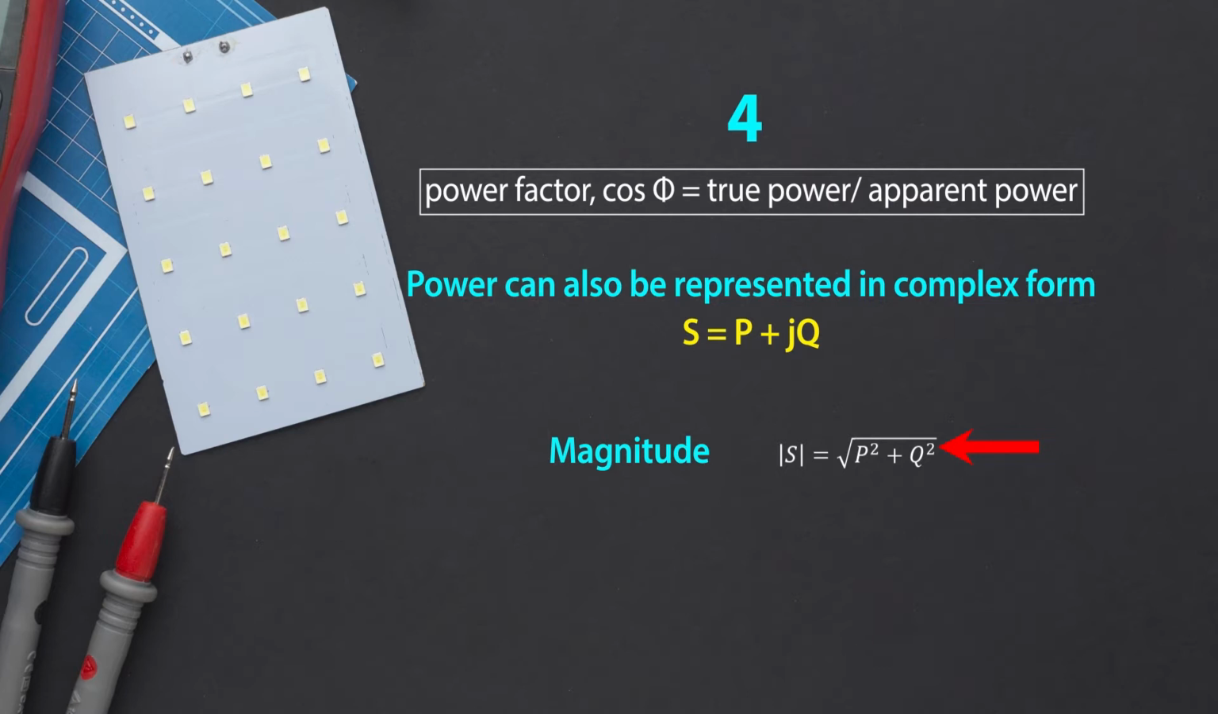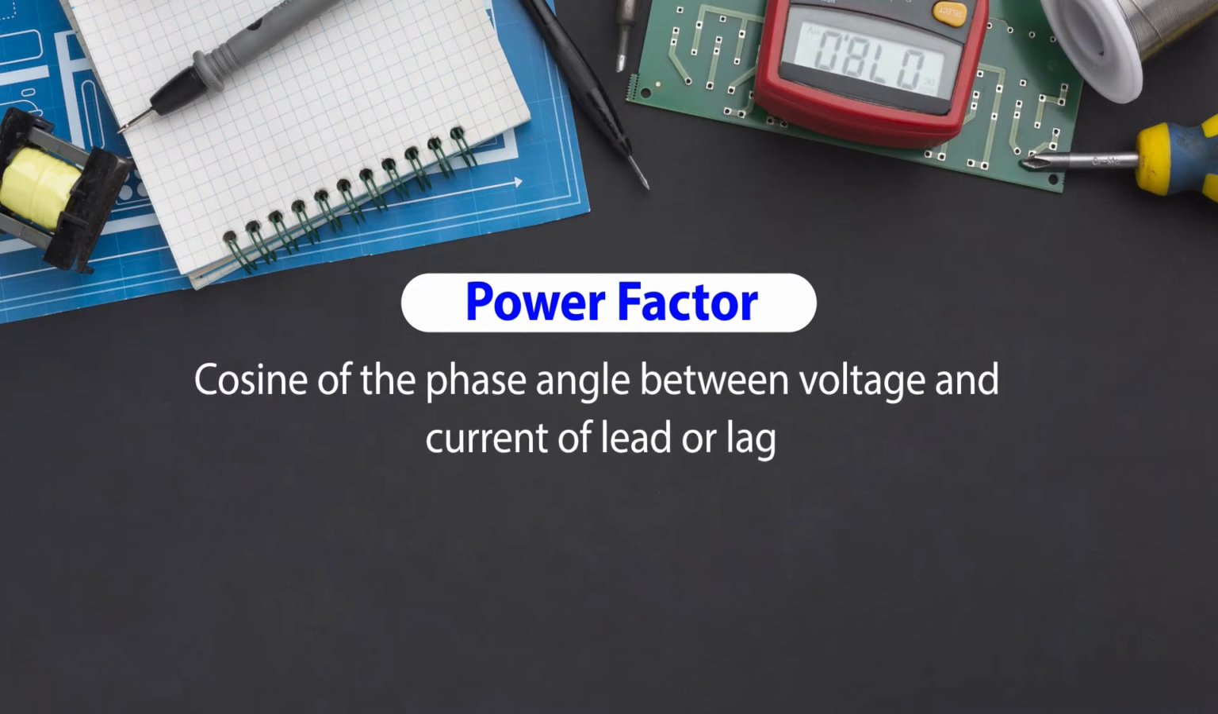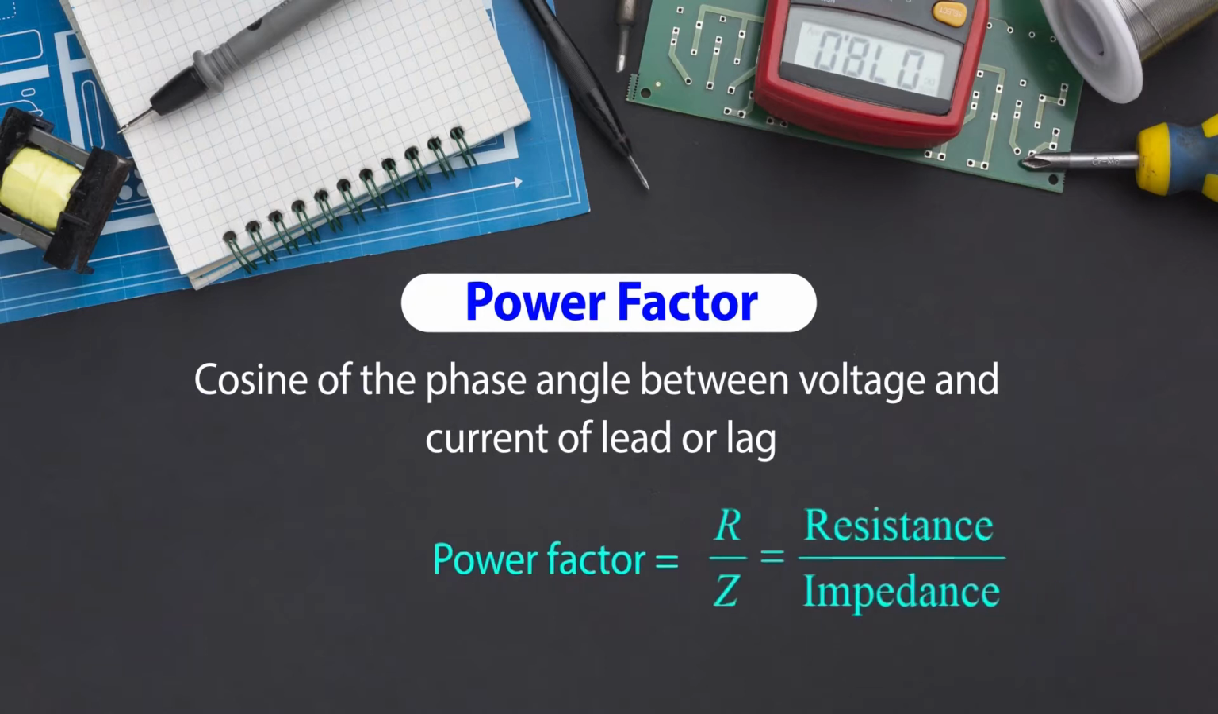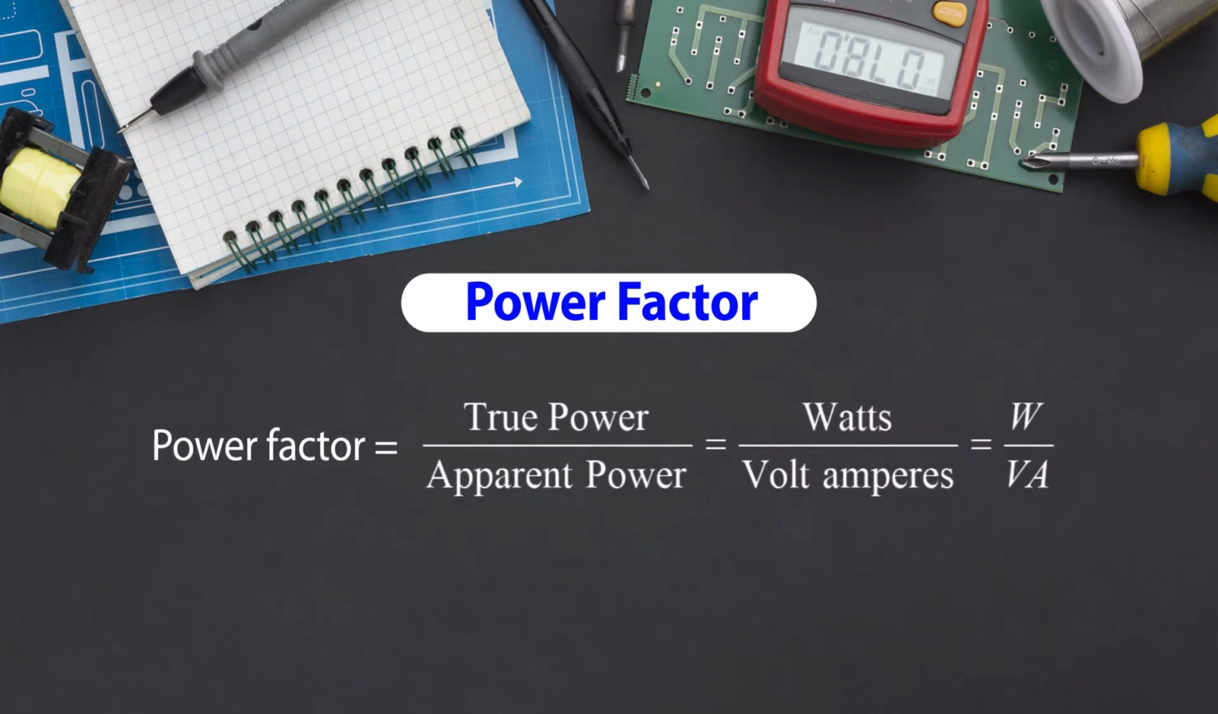Now because we have discussed this RL series circuit, with the help of the phasor diagram of this RL series circuit, power factor can be defined in many ways. It can be defined as the cosine of the angle between phase voltage and current. It may be leading in nature, or it may be lagging in nature. Power factor may also be defined as the ratio of resistance to impedance. Power factor may also be defined as the ratio of true power to apparent power.